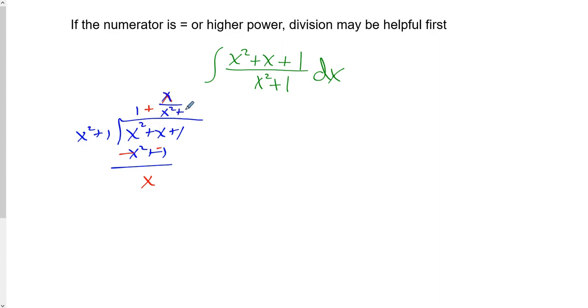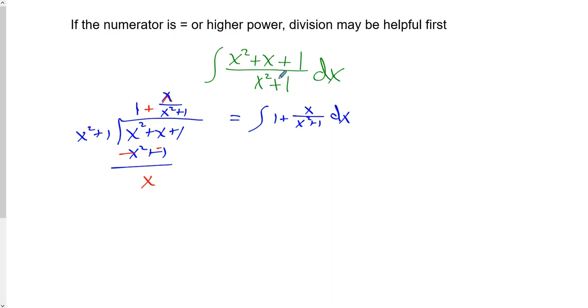Now, that was a nifty trick, but I also want you to know, what I just showed here is that this integral is the same as taking this expression. Like these two expressions are equivalent. So this integral is the same as this integral, which would be 1 plus x over x squared plus 1. Now, if you can see how to do that without doing polynomial division, that's just fine.